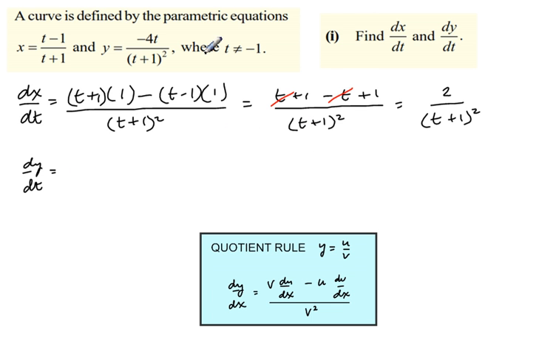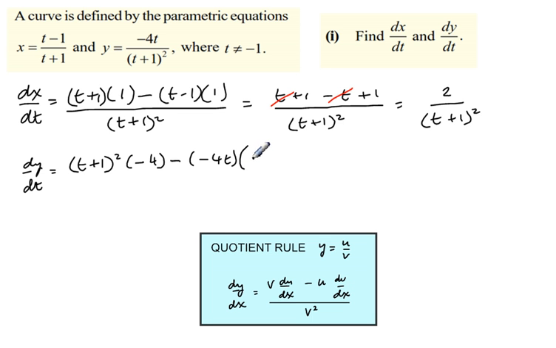Now we also use the quotient rule on y to find dy/dt. So the formula says it's v, which is t plus 1 squared, by du/dx, which is the derivative of minus 4t, which is minus 4, minus u, which is minus 4t, by the derivative of t plus 1 squared.